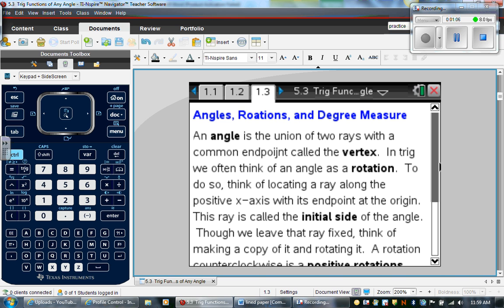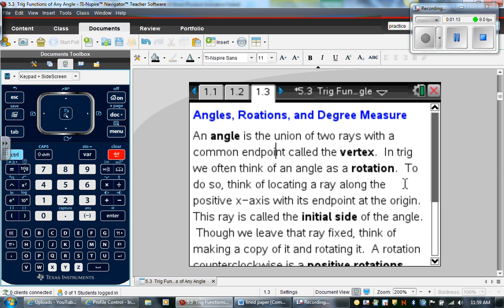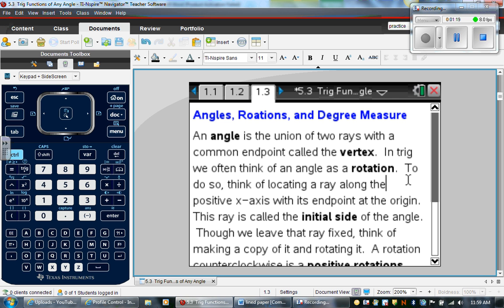An angle is the union of two rays with a common endpoint. That should say point, not joint. Sorry about that. Called the vertex. In trig, we often think of an angle as a rotation. To do so, we have to think of locating a ray along the positive x-axis, having its endpoint at the origin. We're going to call this the initial side, or the initial ray.